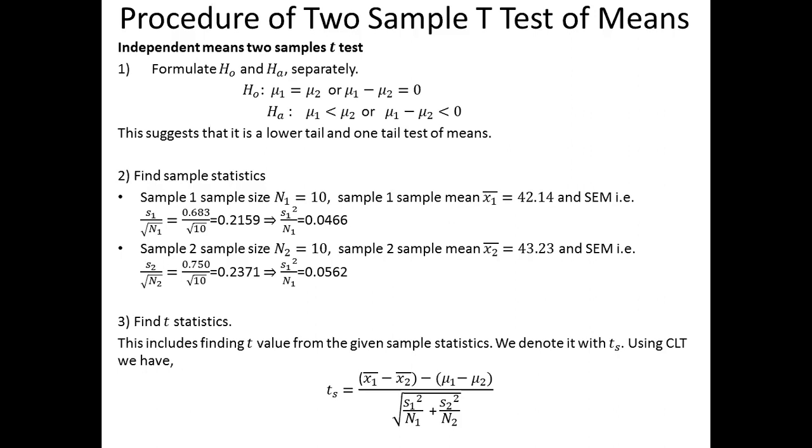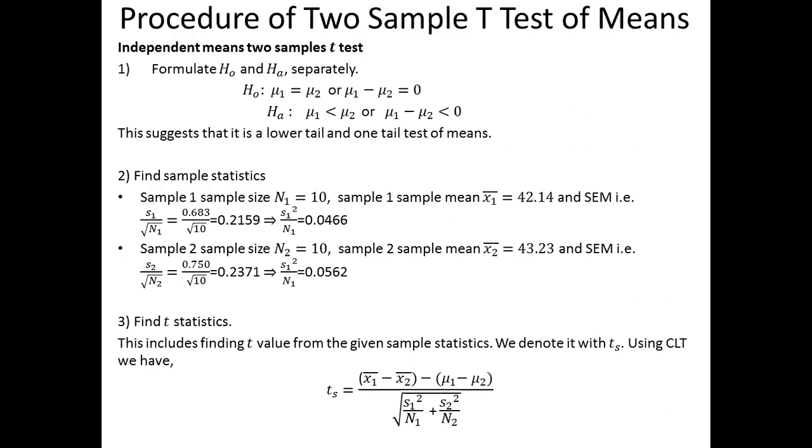So in the next step, we find the sample statistics. We have the sample size, which is 10 for sample 1, and for sample 2, it is again 10. Then the sample mean is given to us. The sample mean for sample 1, x1 bar, is 42.14, and for sample 2, x2 bar, is 43.23.